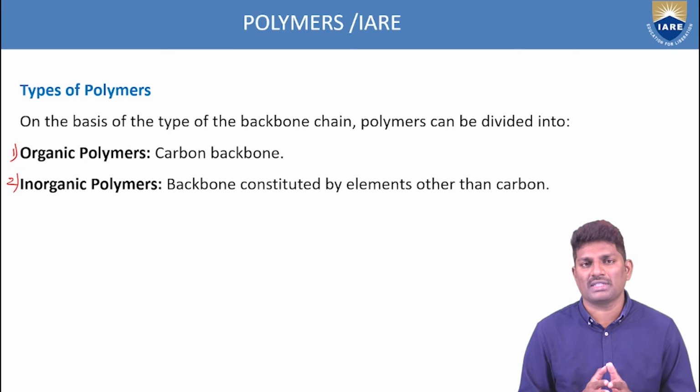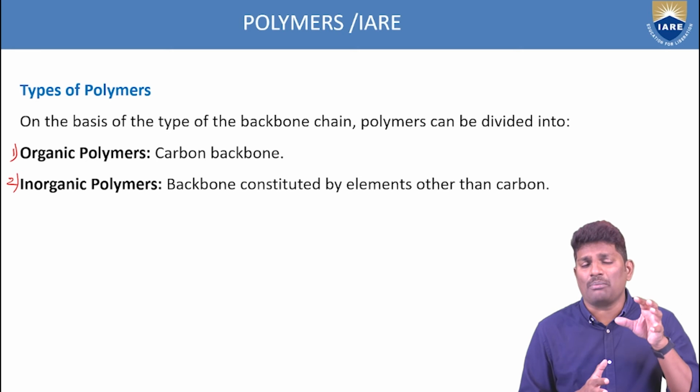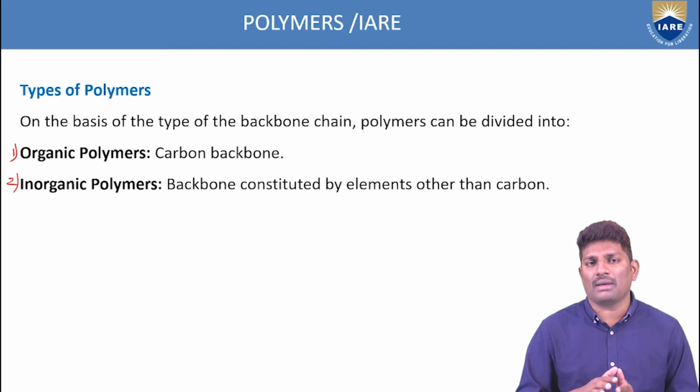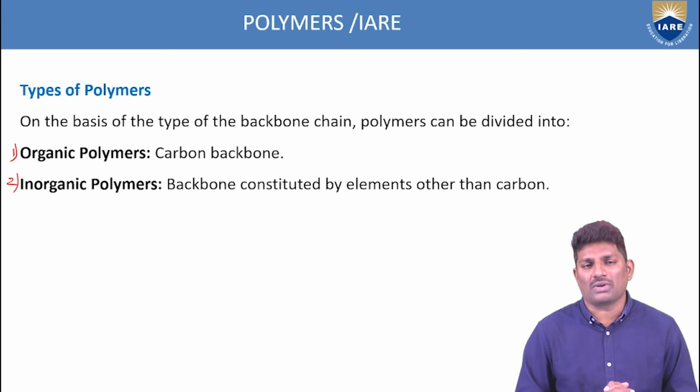So two different classifications. If the backbone in the polymer is composed of carbon, then it comes under organic polymers. In the same fashion, if it does not consist of carbon, then that type of polymer is called inorganic. So we have two different types, organic and inorganic, based upon the carbon content.